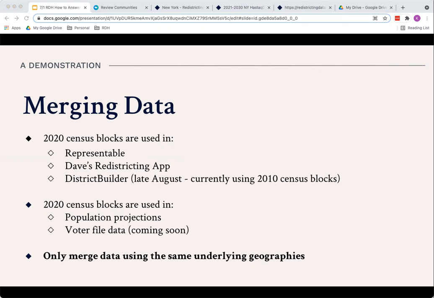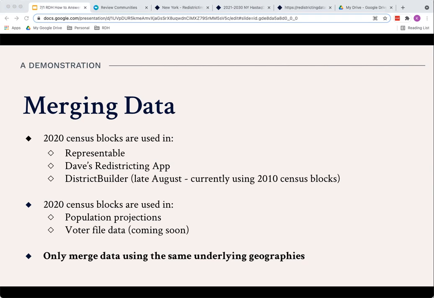As I mentioned, our voter file data is currently based on 2010 census blocks, but we will be having it based on 2020 census blocks soon. And I want to merge it with a map that I made in Representable. Representable also uses 2020 census blocks. So it's very important when you're doing an exercise like this to make sure that you're using the same underlying geographies. And that applies both to the year of the geographies. So in this case, we're working with 2020 geographies. And it also applies to the unit of geography. So we're going to be working with block groups.